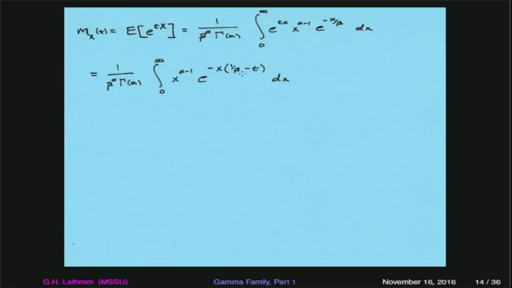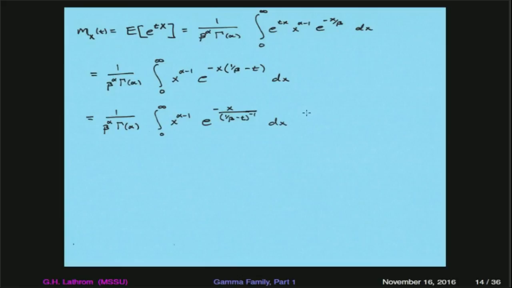So we've got the integral from 0 up to infinity of x to the alpha minus 1 times e to the negative x times 1 over beta minus t dx. If we rewrite that a little bit, we can put that 1 over beta minus t as a parameter under the x. Now that looks like a member of our gamma family of distributions, with a new beta parameter of 1 over beta minus t to the negative 1 power.